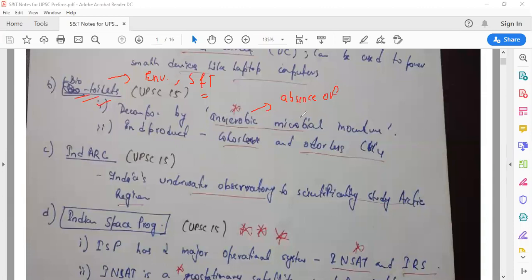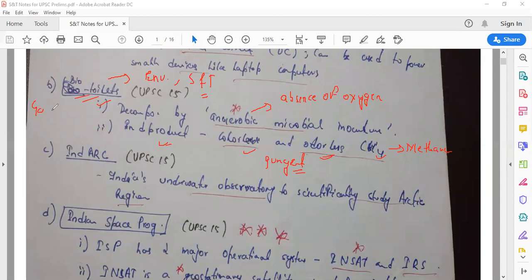So anaerobic microbial, in the absence of oxygen, this whole mechanism of the biotoilet is carried out. Now the end product is a colorless and odorless CH4, that is methane. Right, now this is very important, and I have discussed in environment session 1 also that this colorless and odorless is important because sometimes they will give you that it gives a pungent smell or something like that. So that is not the case. The end product of biotoilets is a colorless and odorless CH4.